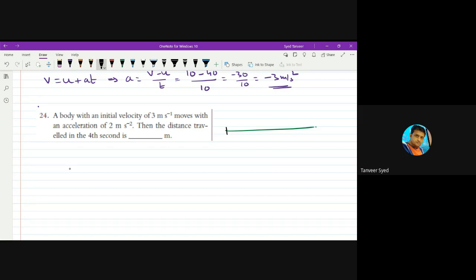So a body, car, bus, something is moving with initial velocity 3 meter per second. U is 3 meter per second. Acceleration 2 meter per second square. It starts at time t equal to 0 and it moves for 4 seconds. Then what is the distance traveled in the fourth second? This is third second, this is fourth. So distance traveled in the fourth second will be this.